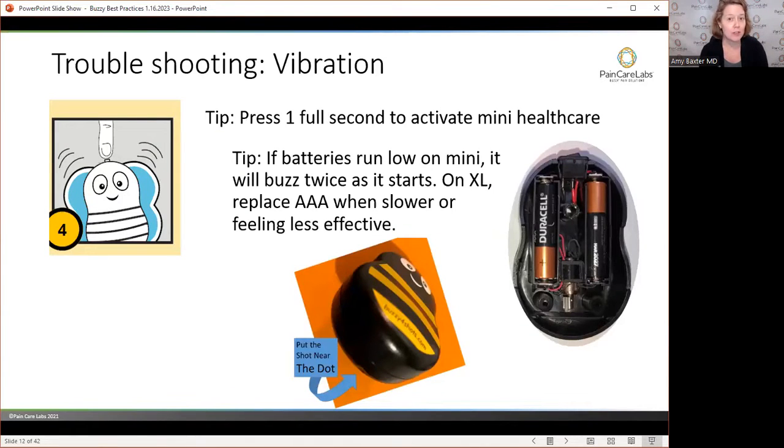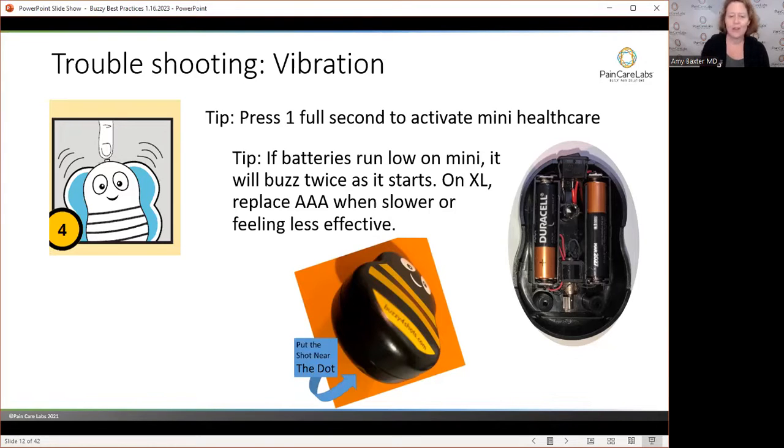All right, here's the troubleshooting on the vibration side. If you have a Buzzy Mini, it's going to have a dot switch on the top. We intentionally made this so that if you just touch it quickly, it won't turn on, because a quick touch would turn it on in transit and run down your batteries. So instead, you have to hold that for 1 second to activate the Mini healthcare unit.